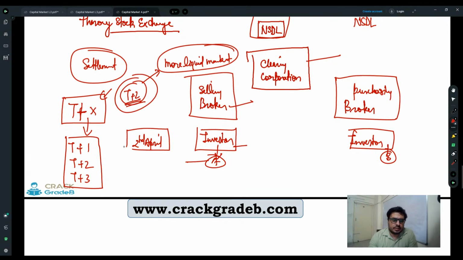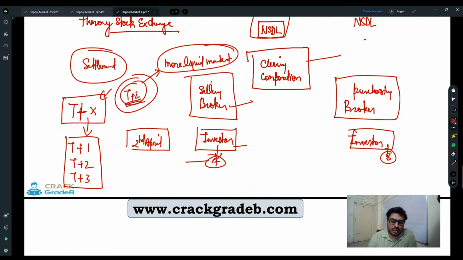So this kind of settlement happens. Generally, we follow T plus 2, but we are gradually shifting towards T plus 1 settlement. If they ask a question related to settlement, read the language of the question carefully, then answer T plus 1 or T plus 2 settlement. As we are moving towards T plus 1 settlement, right?